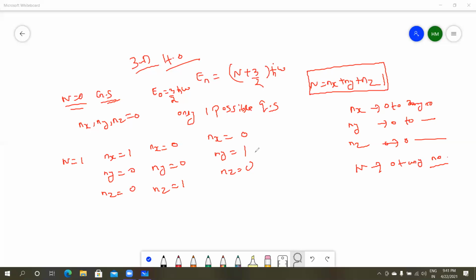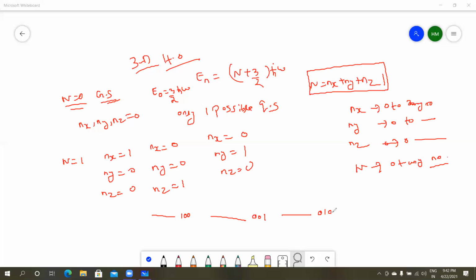So for n equal to 1, that is the first excited state, how many quantum states do you have? You have 3 quantum states: nx, ny, nz equal to 1 0 0, 0 0 1, and 0 1 0. So for n equal to 1, you have 3 quantum states. 1 0 0 is one quantum state, 0 0 1 is another, and 0 1 0 is another. These are my quantum states.